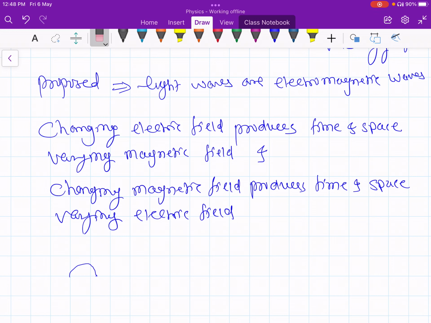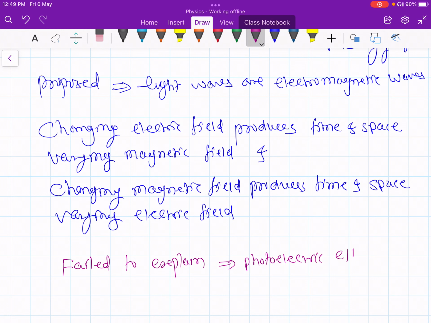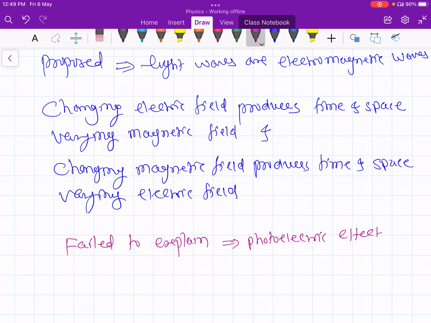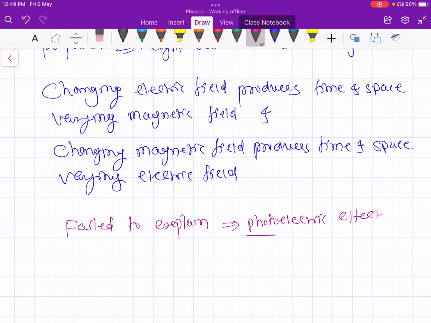But this theory also has a drawback. This theory failed to explain the photoelectric effect. You know what the photoelectric effect is? When light falls on photosensitive materials, electrons are emitted. So this phenomenon, the photoelectric effect, couldn't be explained using the electromagnetic theory of light.